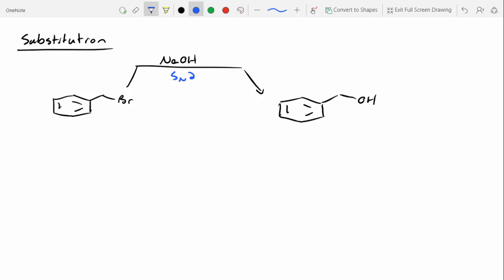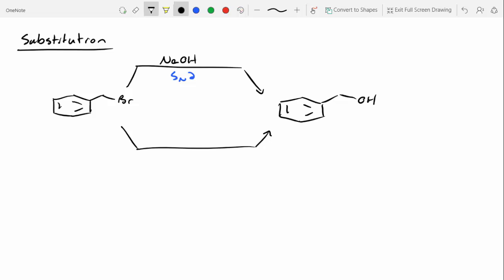Why don't we do E2? You don't have any beta protons, right? That, and it's a primary carbon. Primary electrophiles prefer SN2 over E2, so we can get away with using sodium hydroxide.